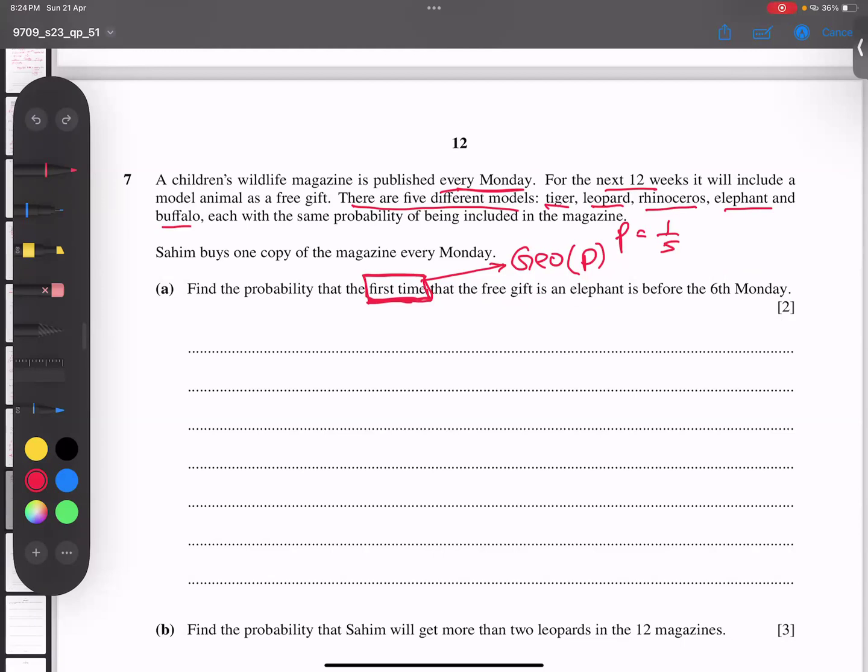So what is the method, students? He will get a free gift before the 6th Monday. What does it mean? It means that he must get less than 6. Before the 6th Monday means he must get less than 6. I repeat my words: the free gift he will get must be before the 6th Monday, so it means less than 6. I think the point is clear.